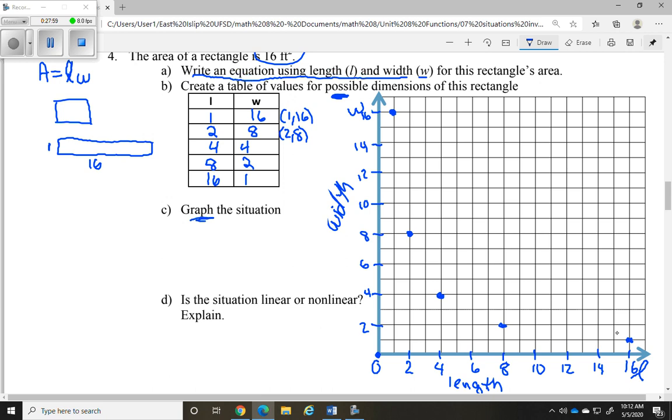Take a look at those points. If I connected them, are they a straight line? Well, the answer is no. Okay, you can connect them.